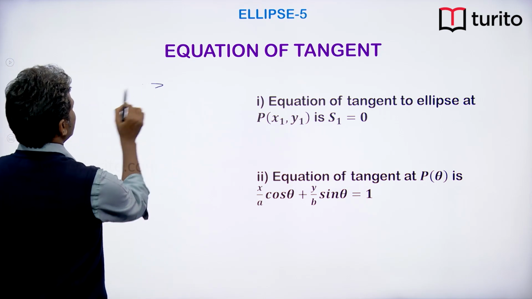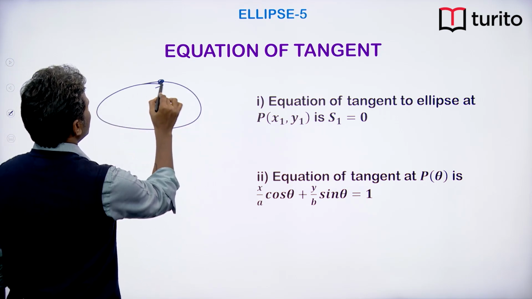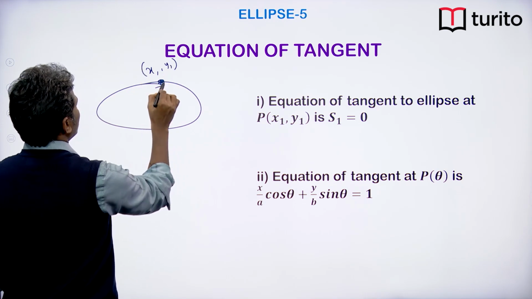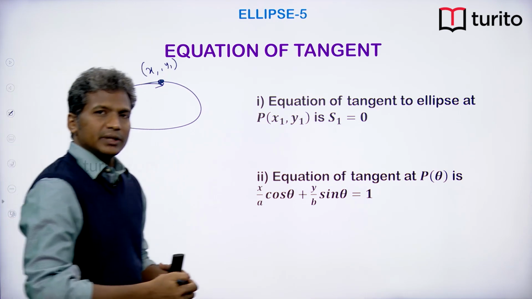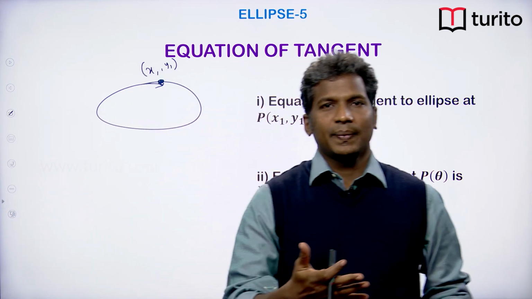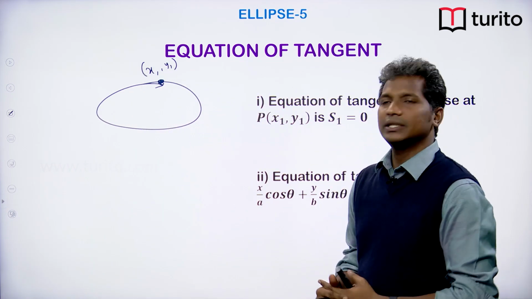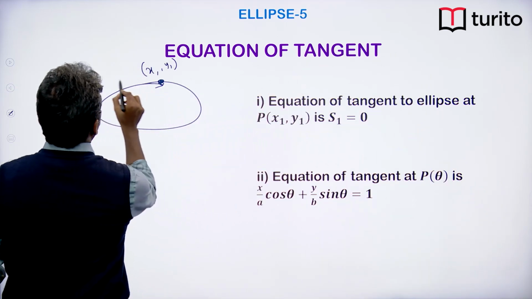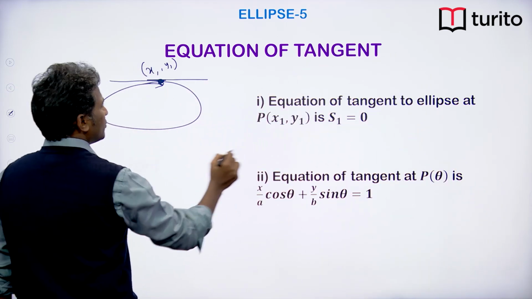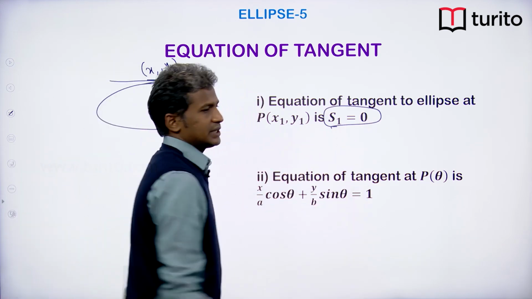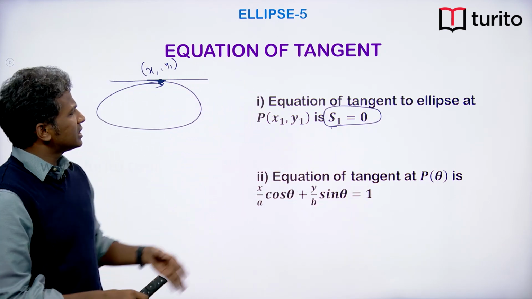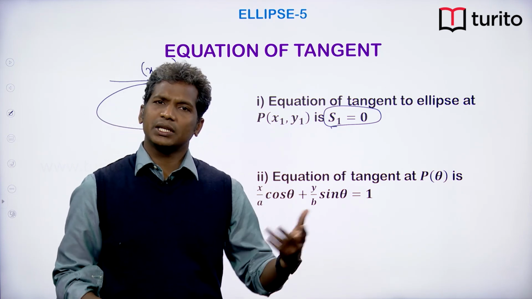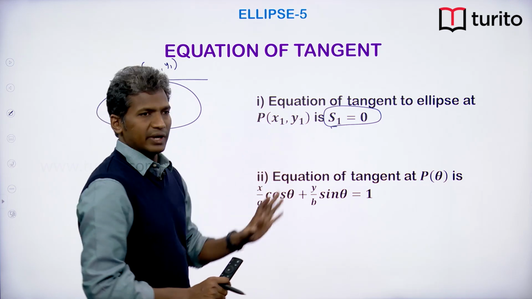Suppose if there is an ellipse and there is a point on the ellipse, let us say x1 comma y1. Now, at this point, if we want to find tangent, what could be the equation of the tangent? It is always S1 equal to 0. If the point is on the curve, S1 equal to 0 always gives tangent. You already know that. It is valid for all curves. May it be circle, ellipse, parabola, hyperbola, everywhere it is valid.